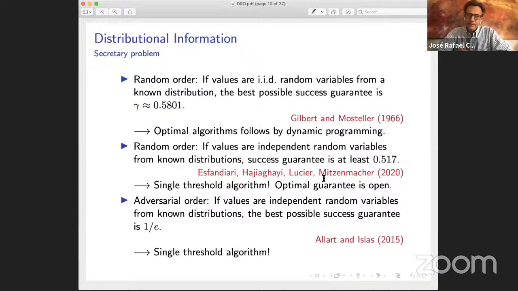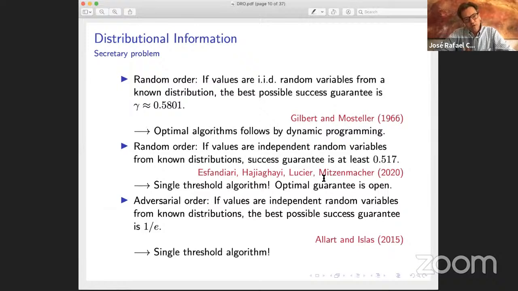If the values are now independent random variables from known distributions, but not IID, like different distributions, the optimal guarantee is actually not known. That's an open problem. And it is known that with a single threshold algorithm, so basically you pre-compute some magic threshold out of all the distributions that you know, a recent result proves that with a single threshold, you can already achieve a pretty good guarantee in this problem, in this random order, but non-IID, so independent values. The optimal guarantee is open, and so that's not solved.